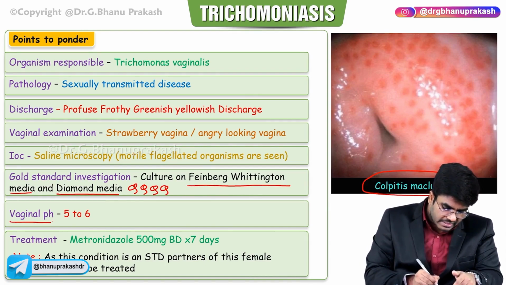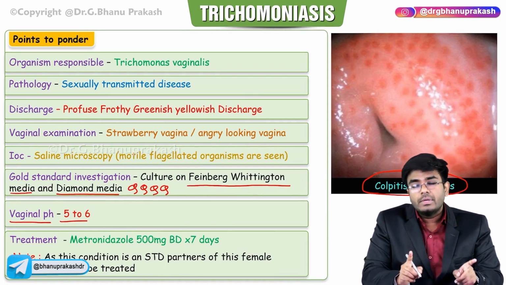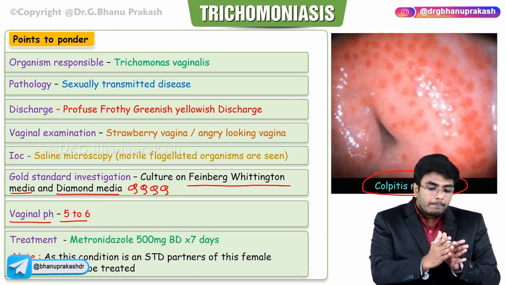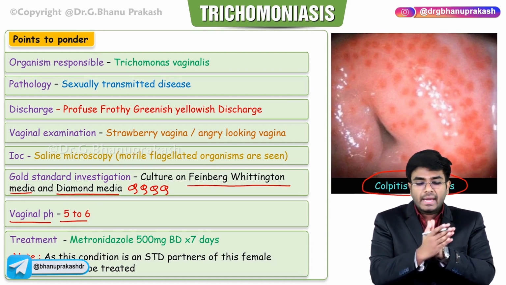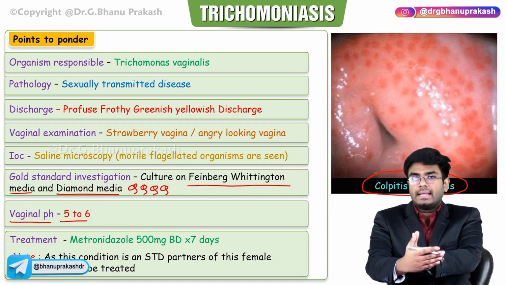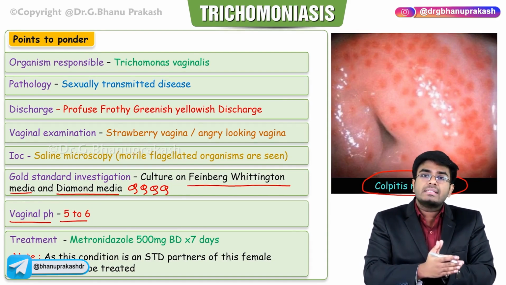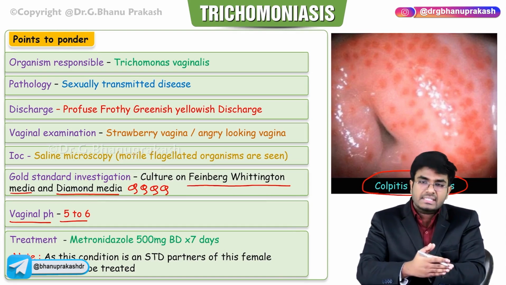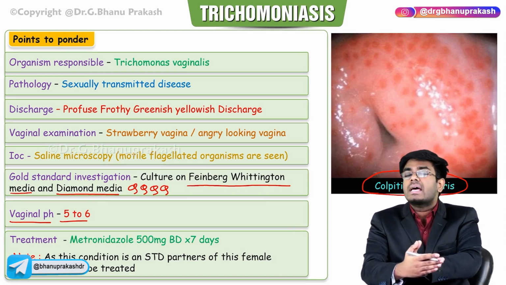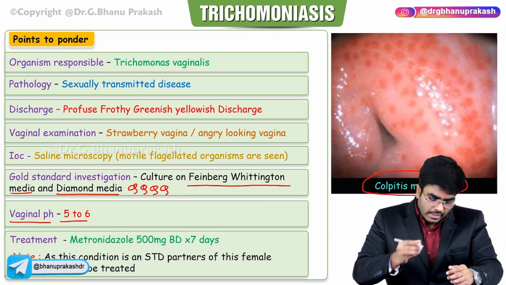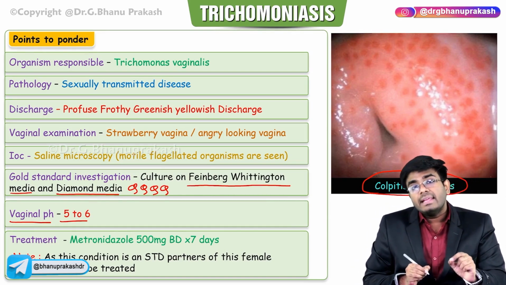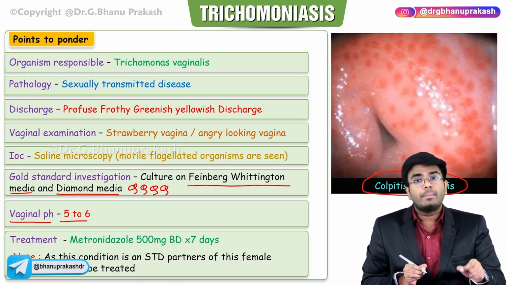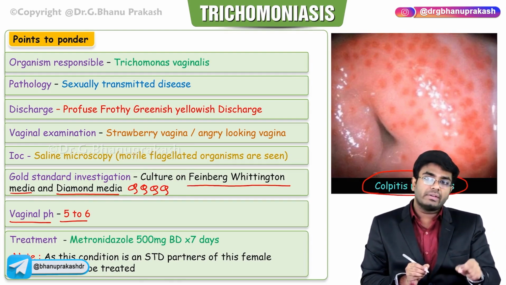What about the vaginal pH, guys? Here also a very important MCQ. Even this trichomoniasis is happening in a more alkaline pH. Bacterial vaginosis, alkaline pH, and trichomoniasis is also happening in a more alkaline pH. Still it is acidic, but it is moving towards the alkaline side. Now I can safely say that candidiasis is the vaginitis which is happening in a pH less than 4.5. MCQ.